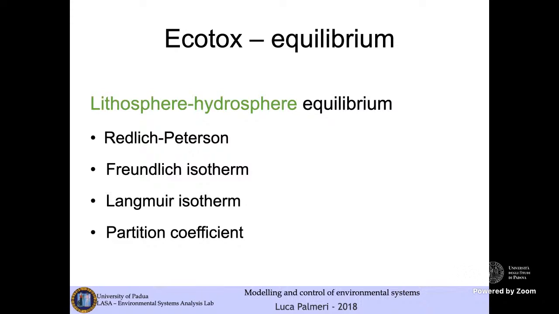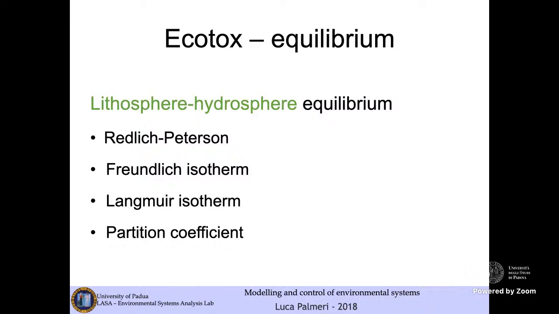In particular, let's give a look to the equilibrium between lithosphere and hydrosphere. So the transfer of a substance between the lithosphere and the hydrosphere. You know already this process. This process is called adsorption. And now we introduce some models we may employ for describing a process of adsorption. In particular, we have four general models. The first three are the Freundlich-Peterson, the Redlich-Peterson, the Freundlich, and the Langmuir isotherm.